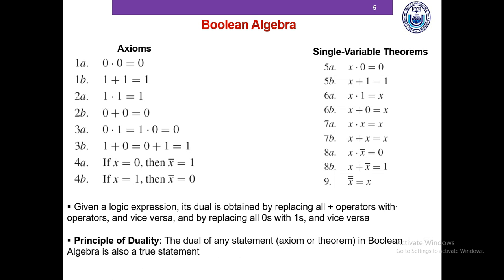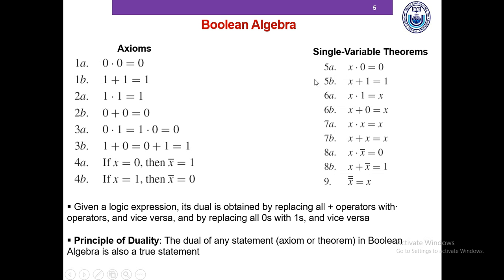So notice that we've listed the axioms and single variable theorems in pairs here. This is done to reflect the important principle of duality. Given a logic expression, its dual is obtained by replacing all OR operators, or plus operators, with a dot operator, or AND operator, and vice versa, and by replacing all zeros with 1. See, we get 1b from 1a by replacing all zeros with 1 and by replacing all AND operators with OR operators. And in a similar manner, we get 1a as well from 1b.